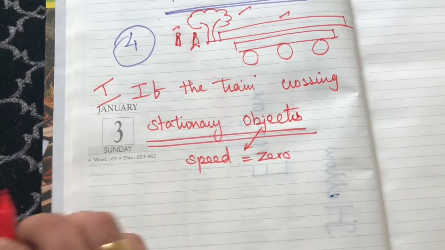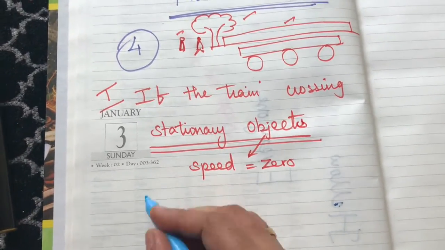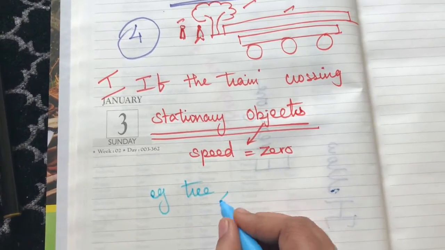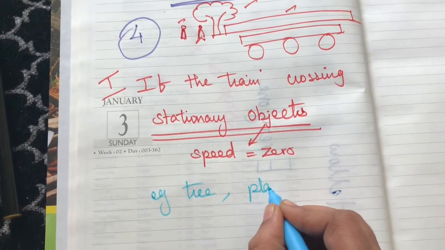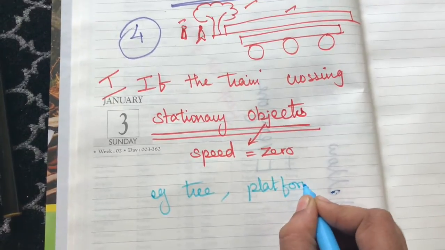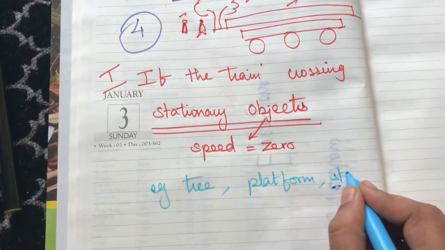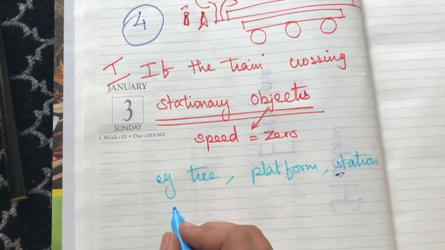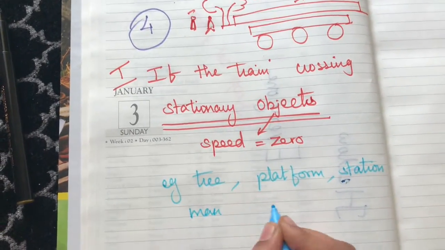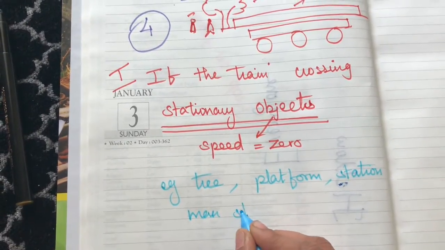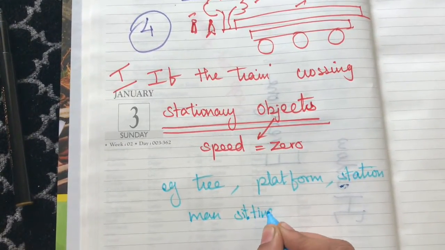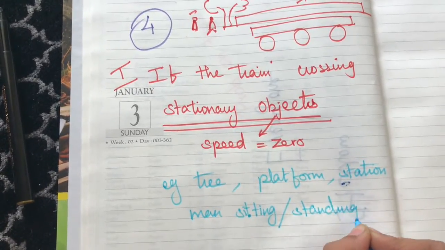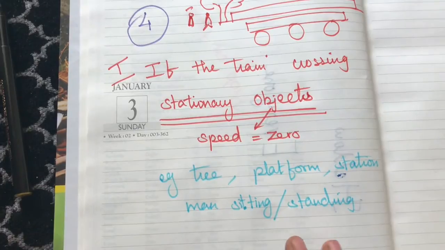For example, I can easily take some examples like a tree. It won't move. And then a platform or station. After that, a man who is sitting or standing. He can't move. He is at a rest position.